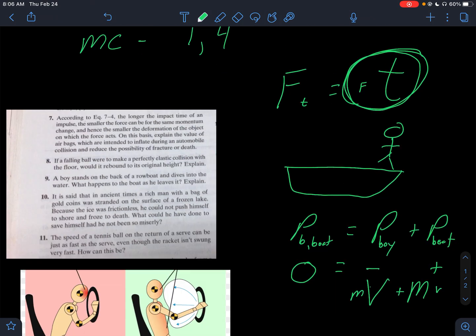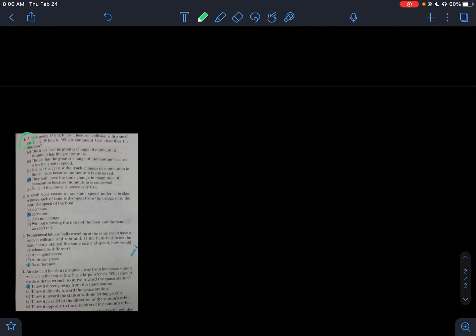So we're doing 1 and 4. So in one, we have a truck going 15 kilometers per hour in a head-on collision with a small car going 30. Which statement best describes the situation? So part A, let's see if we can eliminate some of these.